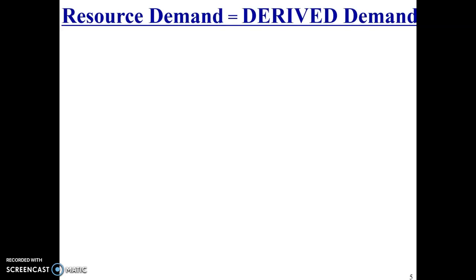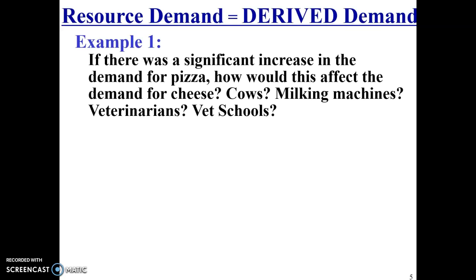So for resource demand, an important concept is derived demand, okay? Resource demand means that the demand itself is dependent on the demand in the product market. If we have a significant increase in the demand for pizza, imagine everybody in the country wants pizza. You can't get enough pizza. The demand curve for pizza is through the roof. The price of pizza is increasing. What is going to happen to the demand for all of the resources that make pizza? Pizza makers, cheese and cows and milking machines and all of these other related industries. Clearly, they are going to also see an increase in demand.